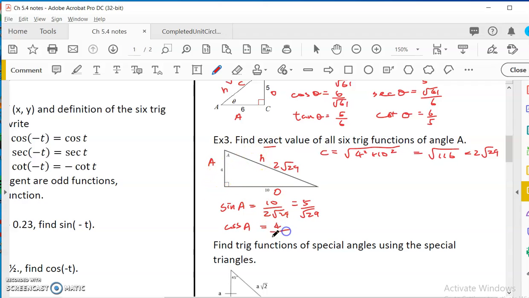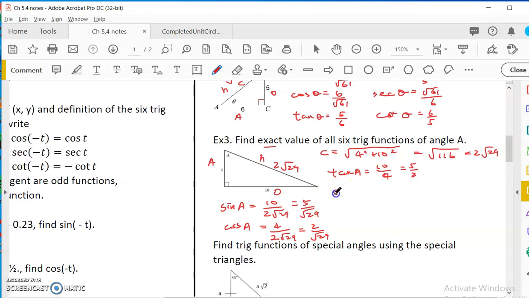So 4 over 2 square root of 29. So that means it's 2 over square root of 29. After you simplify, you need to simplify the outside. Tangent A is TOA. O is 10, A is 4, so it's 5 over 2, right?